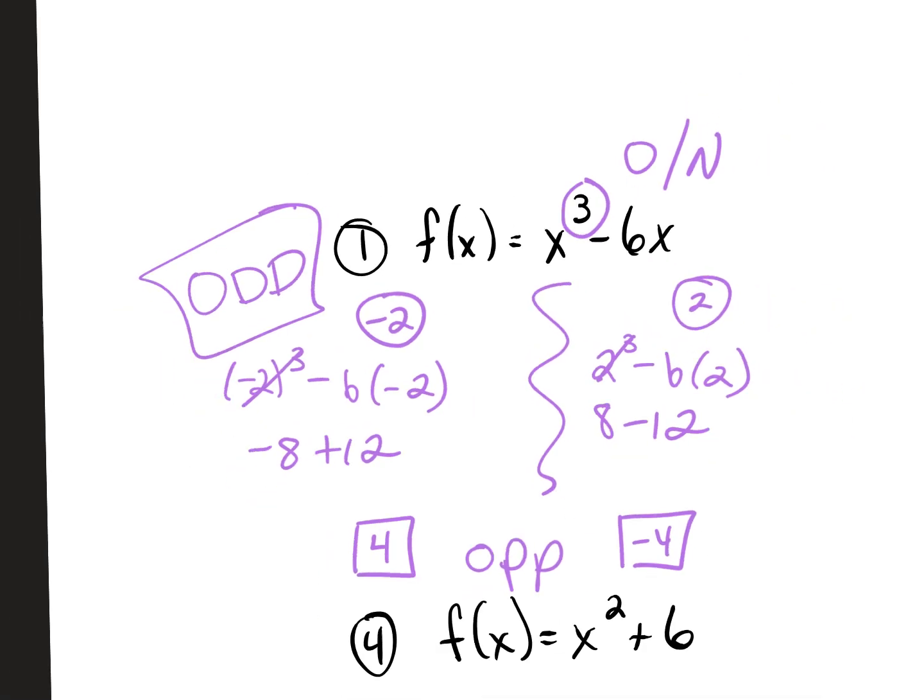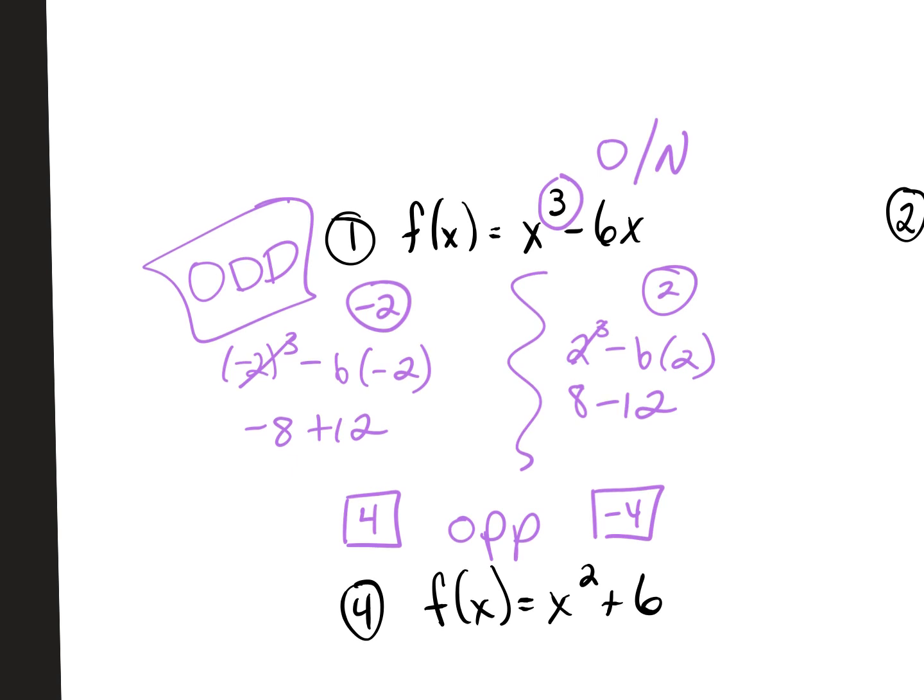So on your test, if you show me all this work but don't say odd, even, or neither, you're not answering the question. If you show me no work and tell me odd, even, or neither, you're not answering the question. So I need to see everything. If you are comfortable with plugging in -x, you are more than welcome to do that. I just think this is a little easier for us to see. But again, do what you want.